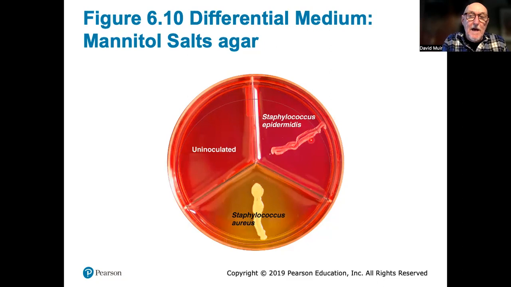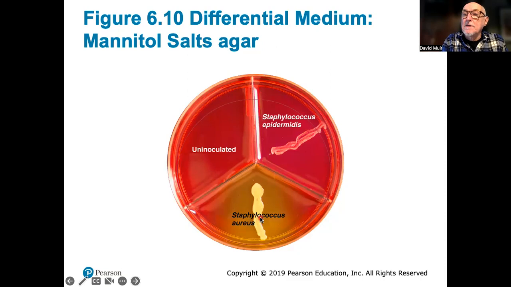Here are the typical reactions for mannitol salts agar. First of all, Staphylococcus grows happily on mannitol salts agar because it's resistant to salt. If you want to know why, lick your skin and taste the salt. The salt is introduced from your sweat. So Staphylococci and other microflora are resistant to the salt in your sweat.